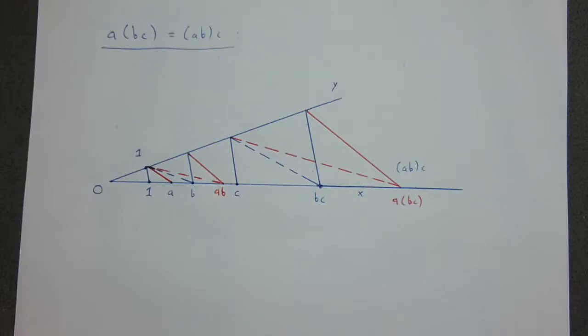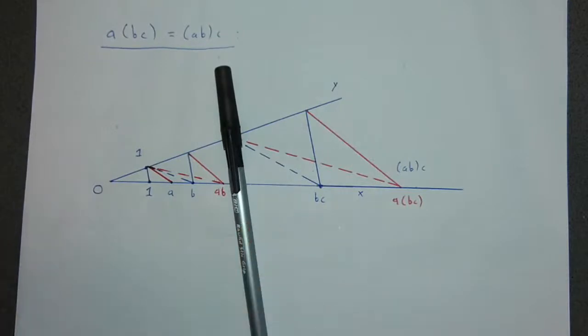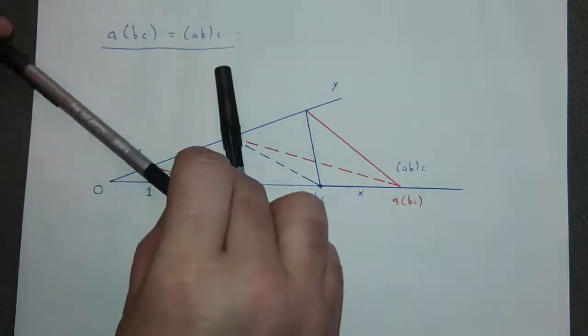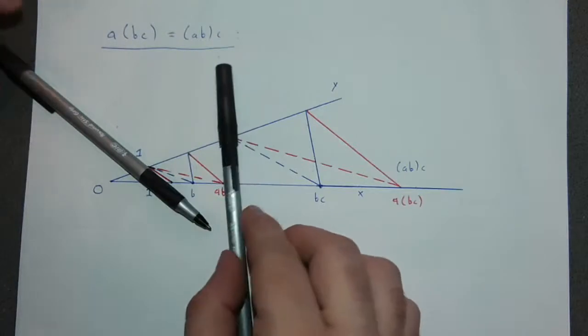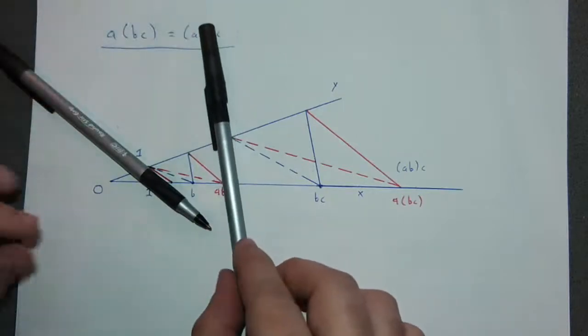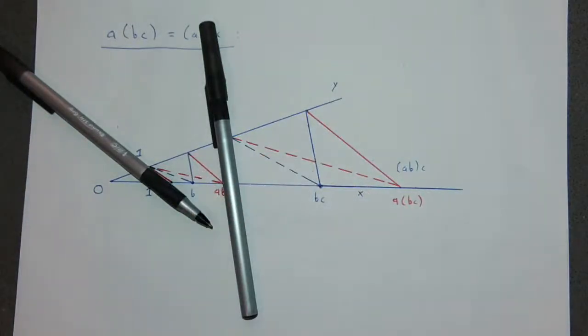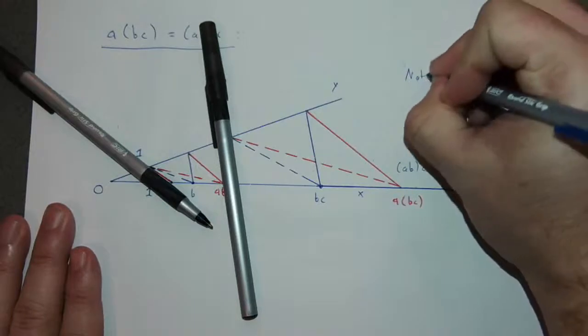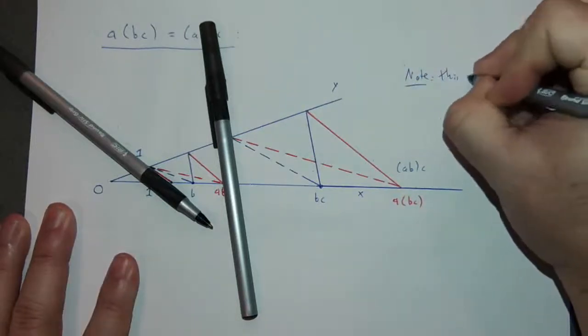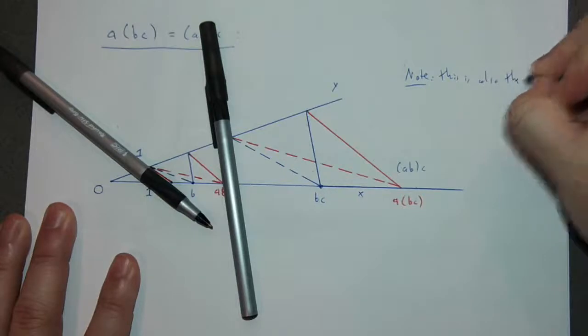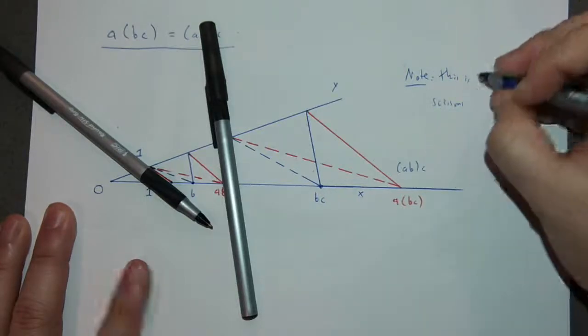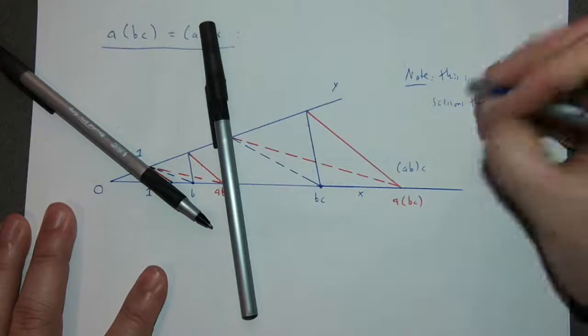Now it is clear what's going on here. Ignore this and ignore these two lines. And what do I have here? Let me make sure that that looks right on camera. Yeah. This is the scissors configuration again. Right, note, this is also the scissors configuration. So this is the scissors theorem configuration.